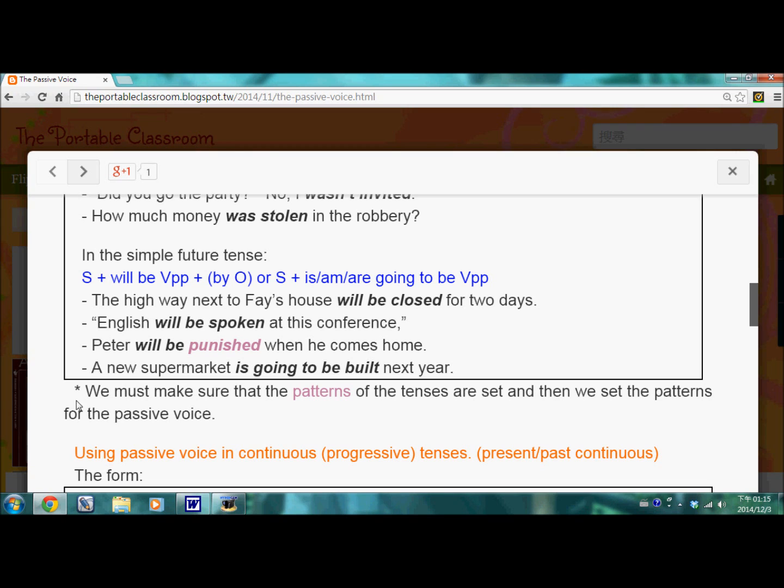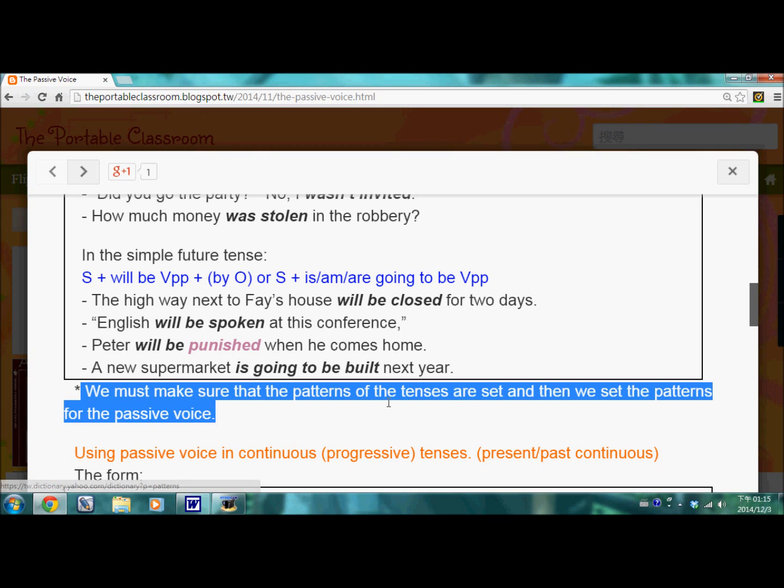Now here is a reminder. We must make sure that the patterns of the tenses are set. Then we set the patterns of the passive voices. It means that we have to first satisfy the form of the tenses, like the form of the present tense, past tense, and future tense, and then we put the passive voice into it. That's how we work.